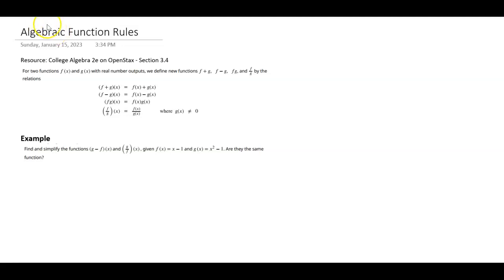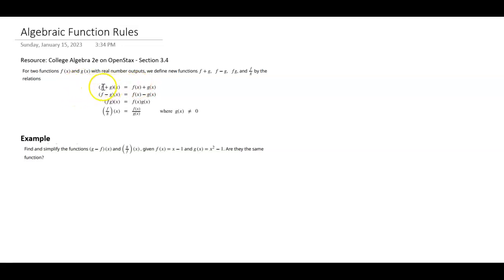All right, this video is going to be going over some of the very basic algebraic function rules. So for any two functions f and g where we have real number outputs, we can either add the two functions, take the difference of the two functions, take the product of the two functions, or the quotient of the two functions using these notation relations.